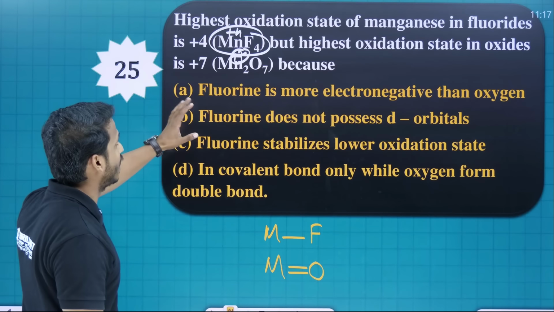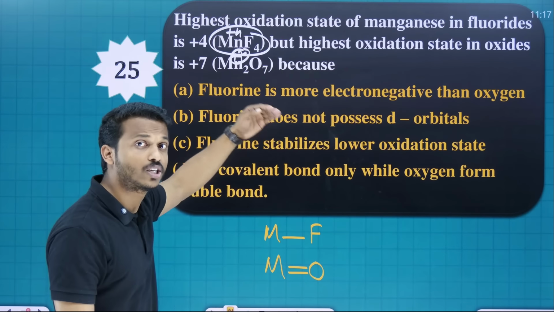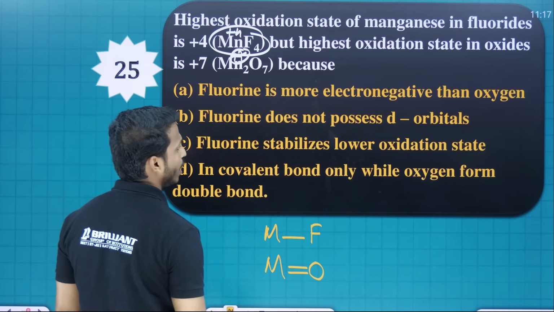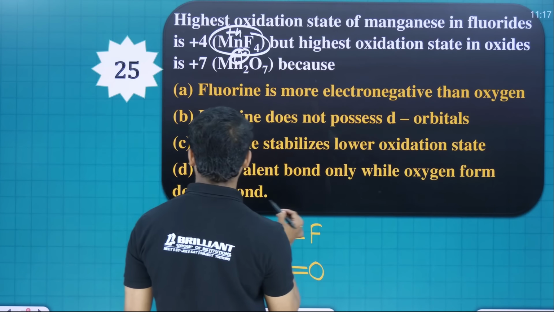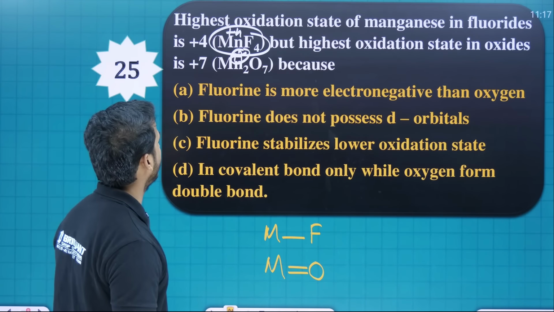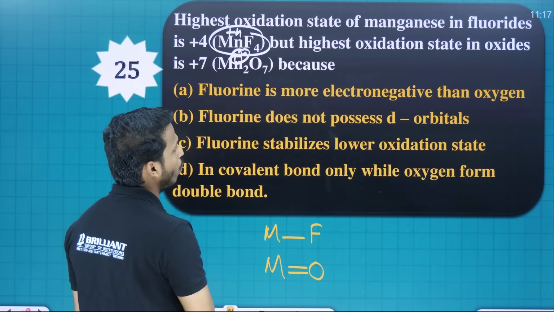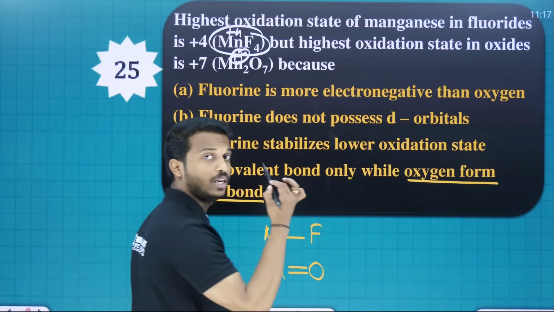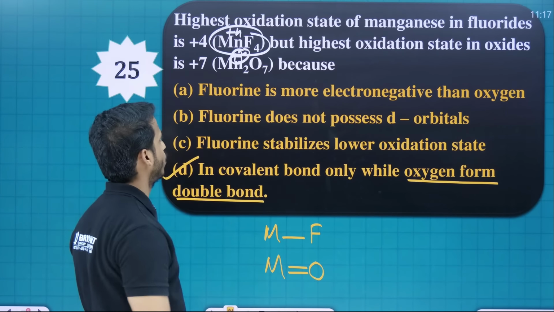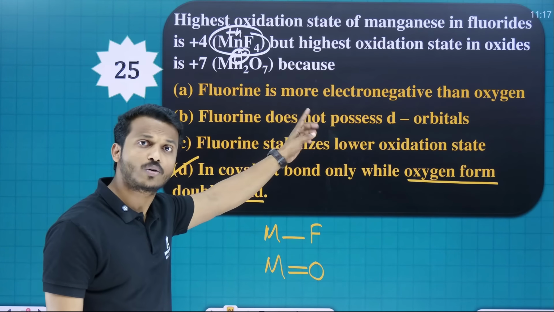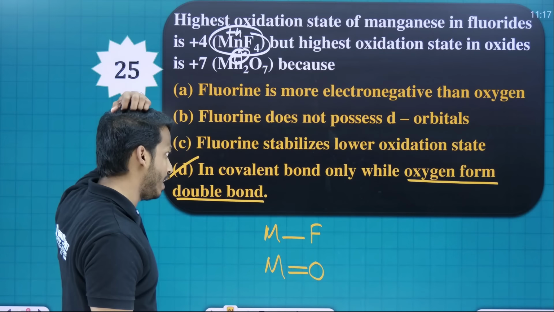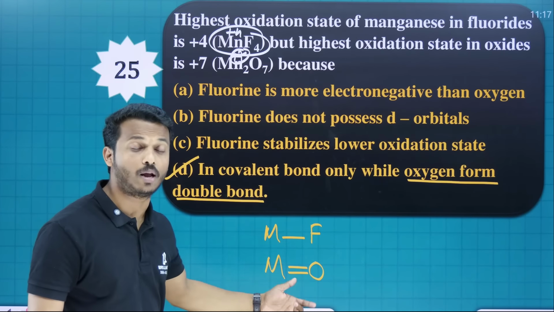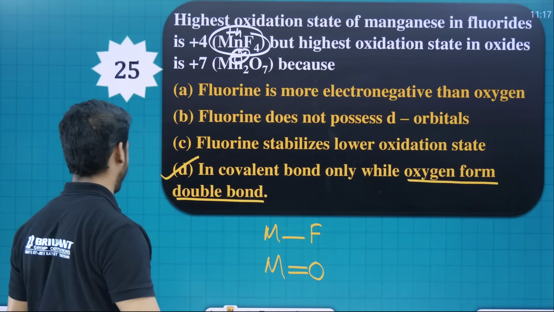So what is the reason why fluoride shows a lower oxidation state and oxide shows a higher one? We can say fluorine forms only a single covalent bond, while oxygen forms a double bond. Oxygen has the ability to form double bonds, therefore it shows the higher state. Fluorine is more electronegative than oxygen, yes, correct, but that is not the reason why oxygen makes a higher oxidation state; the reason is that oxygen can form a double bond with the metal.